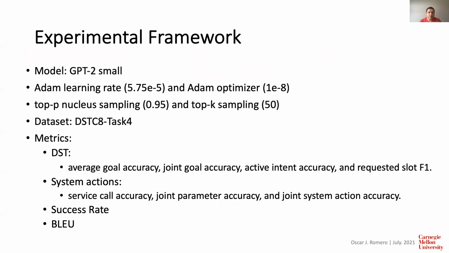For our experiments, we use the open source implementation of the GPT-2 small transformer model. Also, we use the default values for the Adam learning rate and Adam optimizer. To generate more coherent text, we set the parameters top-p nucleus sampling to 0.95 and top-k sampling to 50.